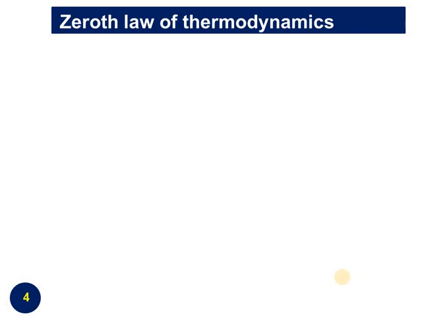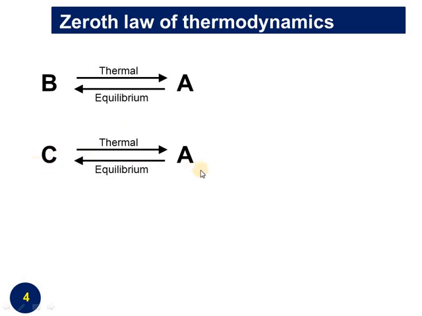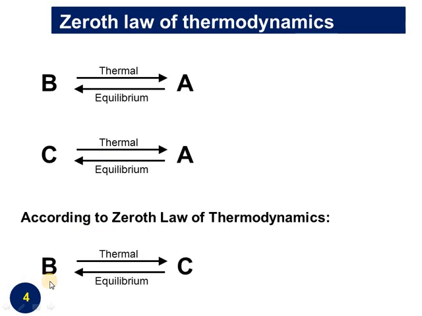We can also represent the statement of the Zeroth Law like this: if bodies B and A are in thermal equilibrium and bodies C and A are in thermal equilibrium, then according to the Zeroth Law of Thermodynamics, bodies B and C are also in thermal equilibrium. So if there is no heat transfer between B and A and no heat transfer between C and A, then there will be no heat transfer between B and C. So how can an obvious statement be the Zeroth Law of Thermodynamics?